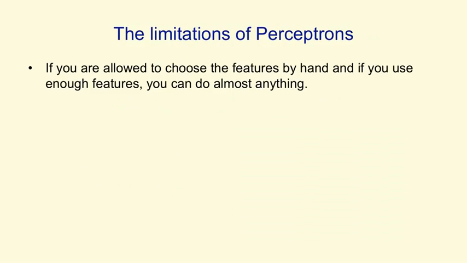So the reason that neural network research came to a halt in the late 1960s and early 1970s is that perceptrons were shown to be very limited, and we're now going to understand what those limitations are. If you're allowed to choose the features by hand, and if you use enough features, you can make a perceptron do almost anything.